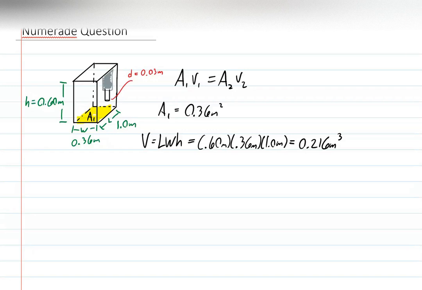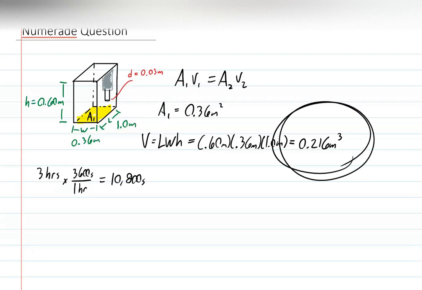And we have 3 hours. If we cross out our units, we want to turn this into seconds, really. I'm going to multiply by 3,600 seconds per hour, knowing that 1 hour is 3,600 seconds. That'll give us a value of 10,800 seconds is what we have. We have 3 hours for this entire amount of water to cycle through the filter here.